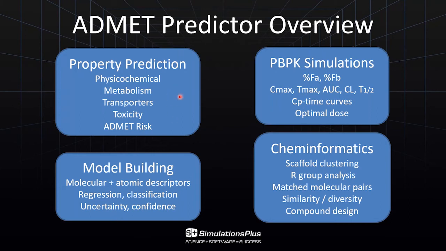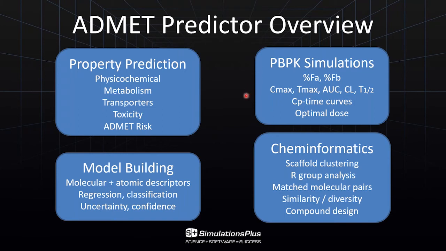The predicted properties here are based on machine learning models that we built using training data acquired from collaborations, commercial databases or literature. And our user manual provides details on the data sources, the curation protocols, and model performance.